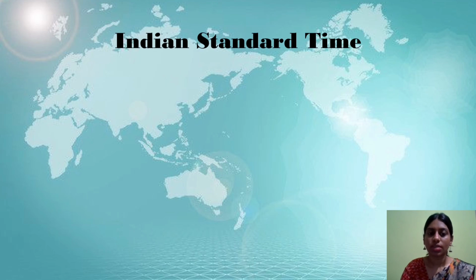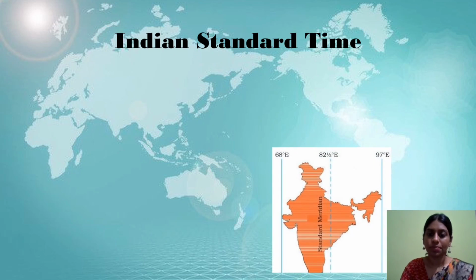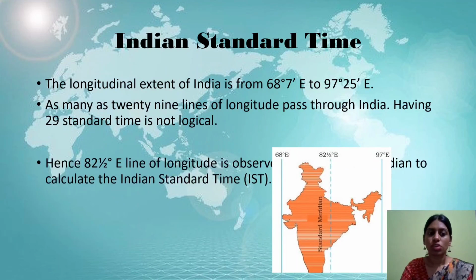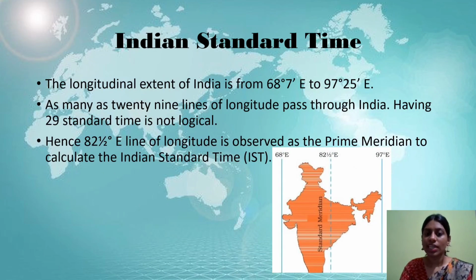Okay, next you will see about the Indian Standard Time. Totally there are 29 longitude lines that pass through India. We will only observe the 82.5 east line of longitude, and that is observed as the prime meridian, and that line is used to calculate the Indian Standard Time, the IST.